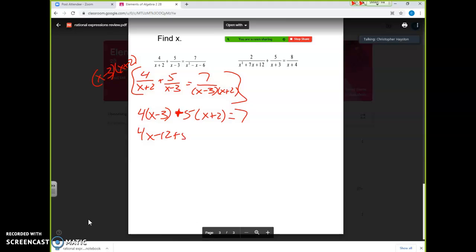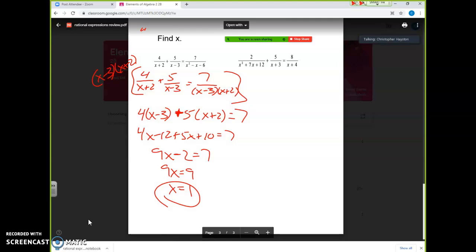4x minus 12 plus 5x plus 10 equals 7. 9x minus 2 equals 7. 9x equals 9, and my x equals 1. You can try and plug that in. 1 plus 2 is 3, 4/3. 1 minus 3 is negative 2, negative 5, or negative 5 halves. So 4/3 plus negative 5 halves should equal what would be on the bottom. 1 minus 1 is 0, so it should be negative 7/6. All right, so 4/3 minus 5 halves equals negative 7/6.